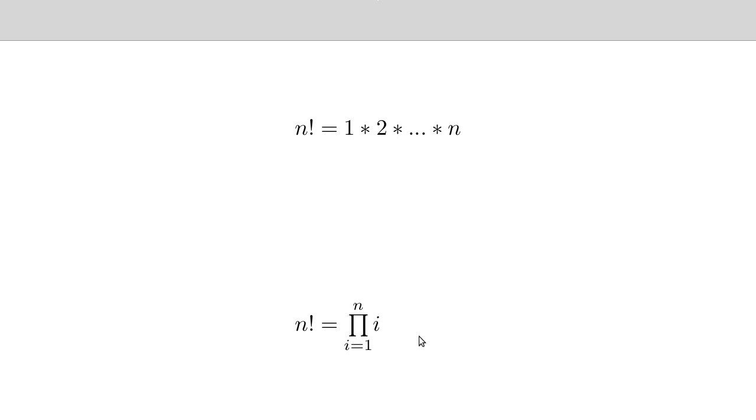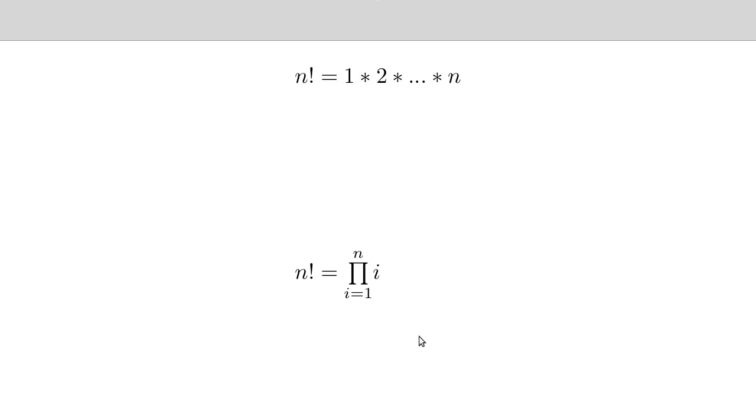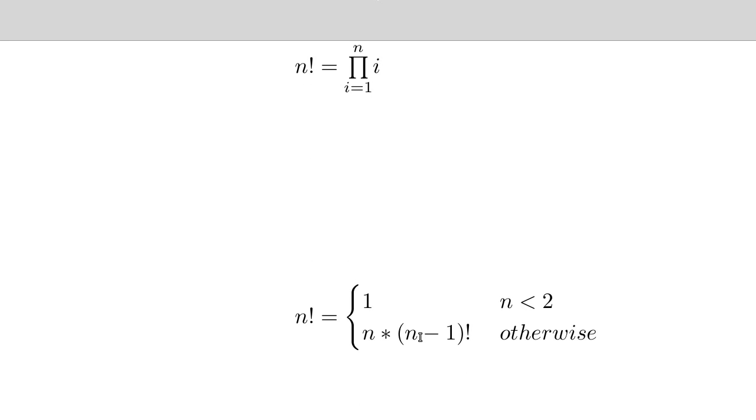But math also gives you the ability to define this recursively. And what it means to be defined recursively is that the function is written in terms such that it depends upon itself. So here's a recursive definition of factorial. It says that n factorial is 1 if n is less than 2. Otherwise, it is n times n minus 1 factorial. Okay, so the factorial here is defined in terms of factorial. That's what makes it recursive.